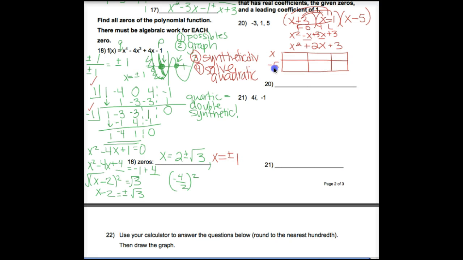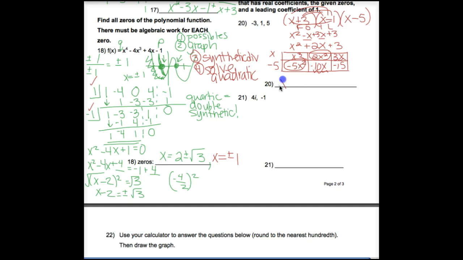Times x minus 5. So x times x squared is x cubed. Negative 5 times x squared is negative 5x squared. X times 2x is 2x squared. Negative 5 times 2x is negative 10x. X times 3 is 3x. Negative 5 times 3 is negative 15. And then combine my like terms. Here's like terms, and here's like terms.